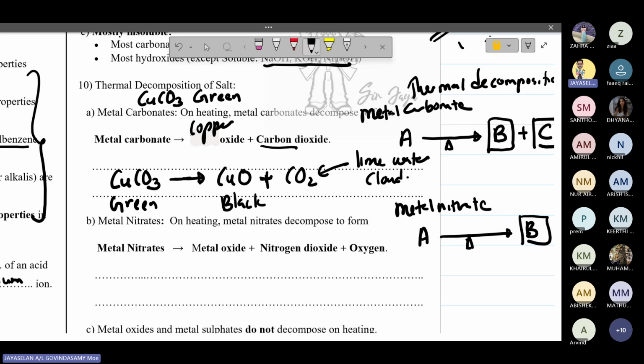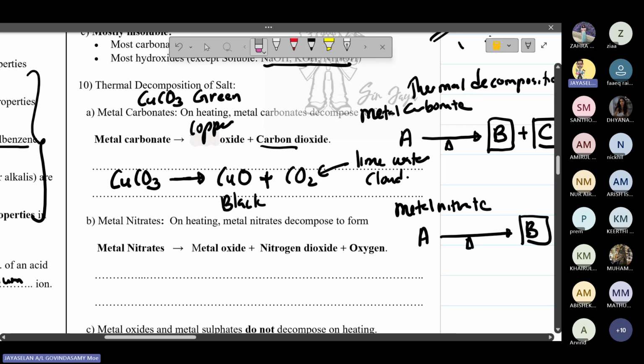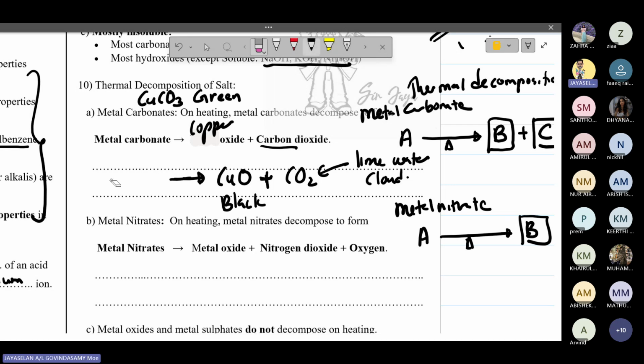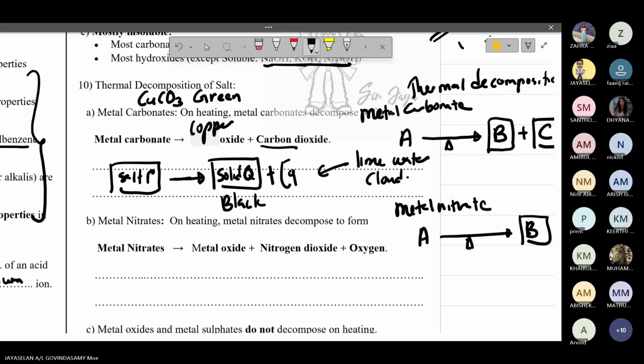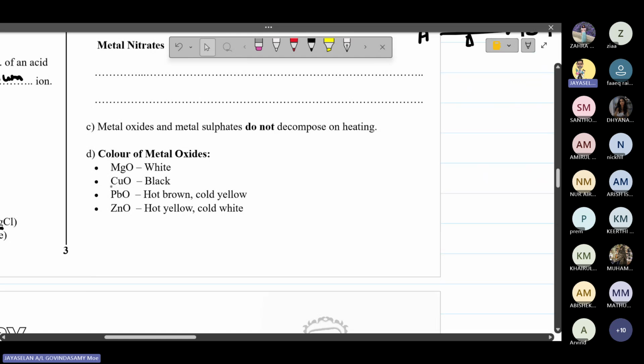Okay, so dalam exam, dia bagi macam ni tau. Dalam exam, dia bagi macam mana. Ini semua dia padam. Dia bagi salt, salt P. Then ini dia letak metal oxide, solid Q. Dua solid. Ini pula dia padam, dia letak gas W. And key point untuk kamu diberi adalah ini saja. That's why at the bottom here, when black color, you must memorize is copper(II) oxide.